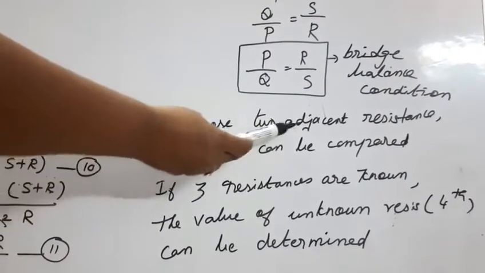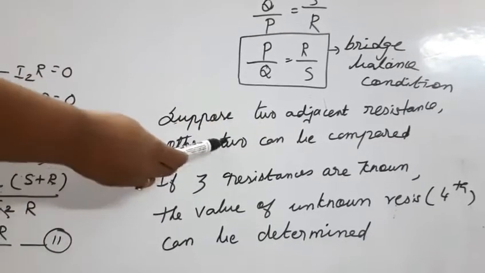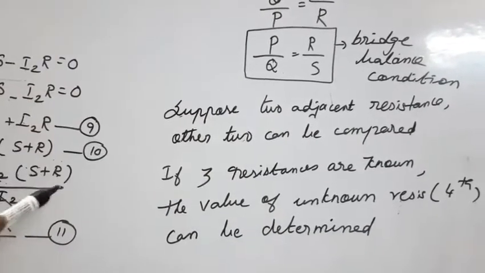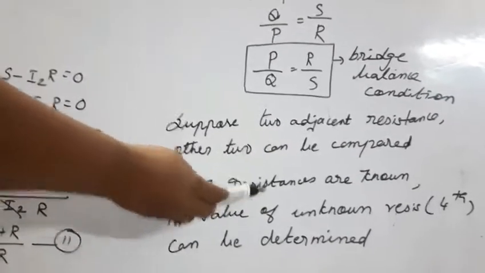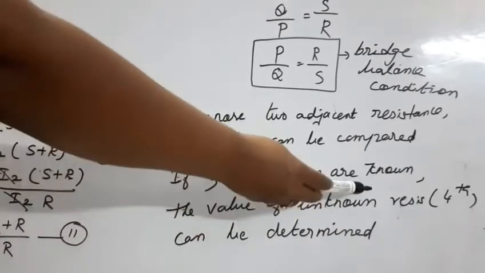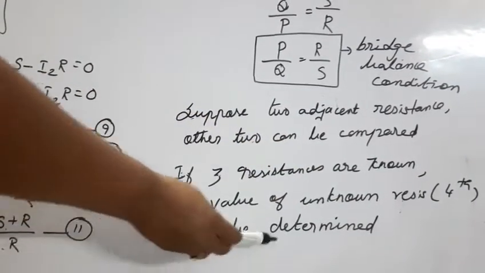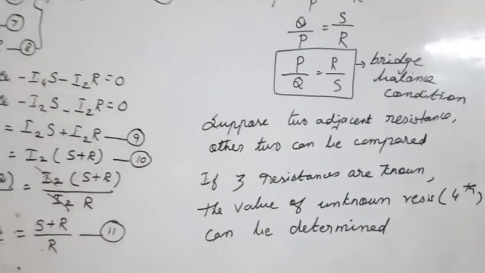Suppose we know the values of two adjacent resistances, the other two resistances can be compared. And second, if three of the resistances are known, the value of the unknown resistance, that is the fourth resistance, can be determined. This is known as Wheatstone's bridge.